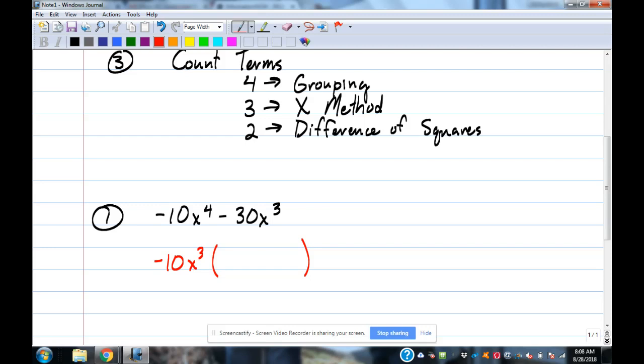All right. If I pull a 10x to the third out of that, what's left? An x. And is it a positive x or a negative x? Positive, because we pulled the negative out. How many times will 10 go into 30? 3. How many x's are left over? None. Is it a plus or a minus in between? Why is it a plus? Because we pulled the negative out, right?